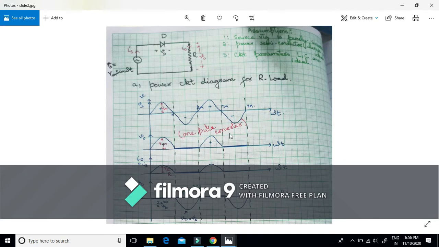Single phase half wave uncontrolled rectifier is also called a one pulse converter, because for a full cycle we are getting only one pulse. For a full 360 degree cycle we are obtaining a pulse for only 180 degrees. Here the output voltage is only for half cycle. In the next cycle the output voltage is also only for half cycle. That's why it's called a one pulse converter.